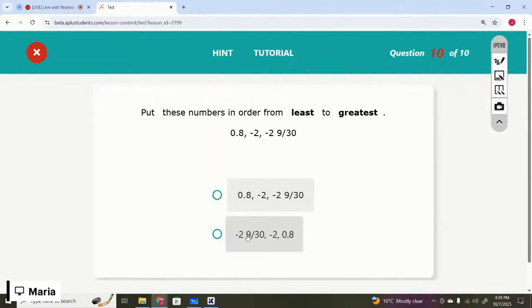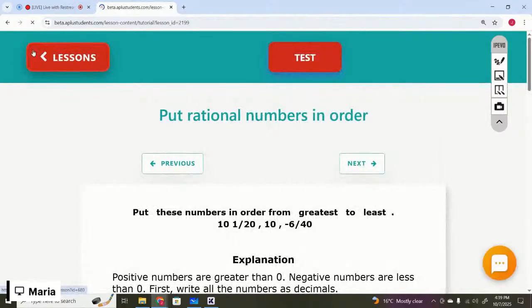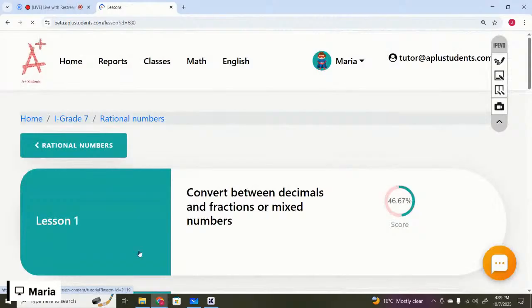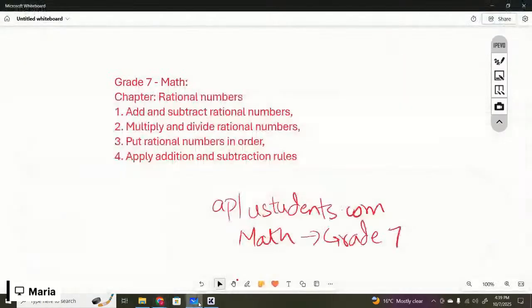Okay, you can complete the lesson by yourself later today. So we were working on grade 7 math. The chapter we were working on is rational numbers. The lessons we have covered today are add and subtract rational numbers, multiply and divide rational numbers, and put rational numbers in order.